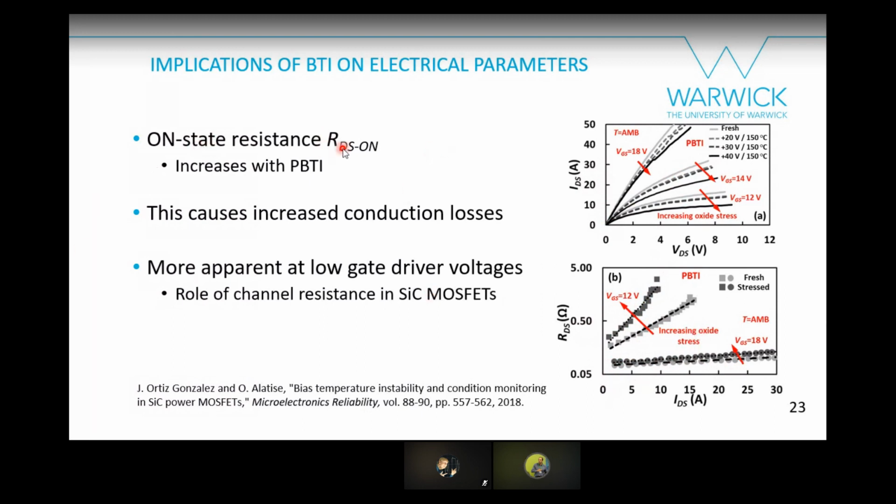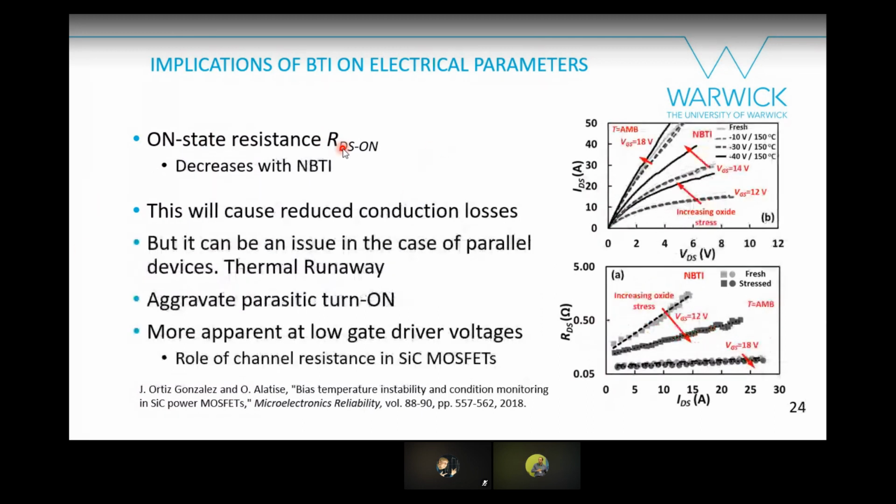So let's see now what happens with MBTI. The on-state resistance decreases with MBTI. You can see it shifts to this point, so the slope increases, so that's lower resistance. And this will cause reduced conduction losses, which you will say, oh, this is good. My device is going to have lower on-state resistance, lower power dissipation, but it also can be an issue if you have parallel devices. This can lead to thermal runaway. And moreover, this can aggravate parasitic turn-on.